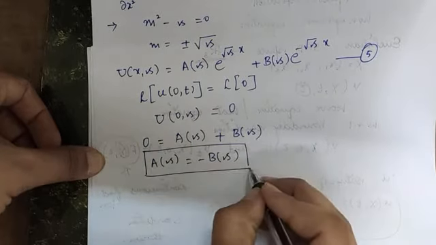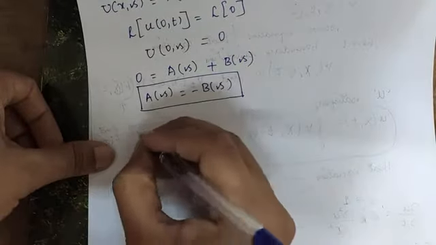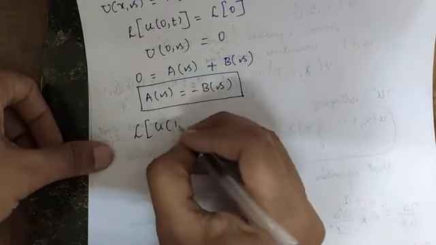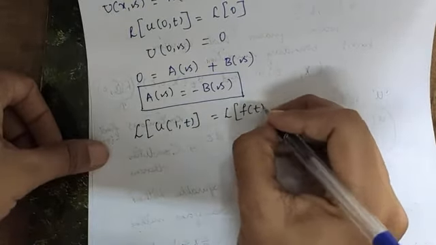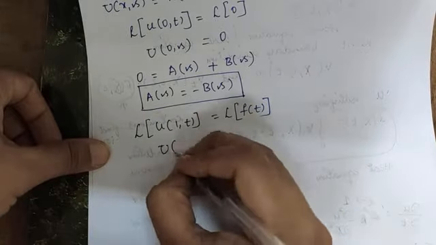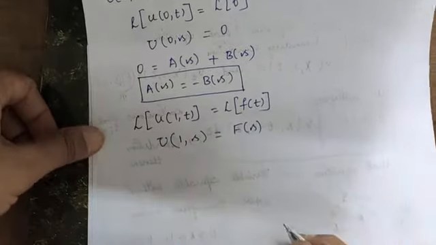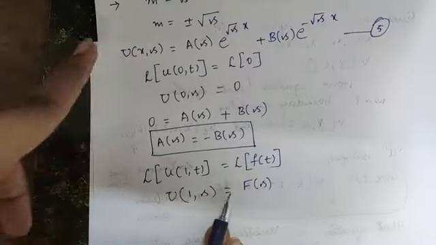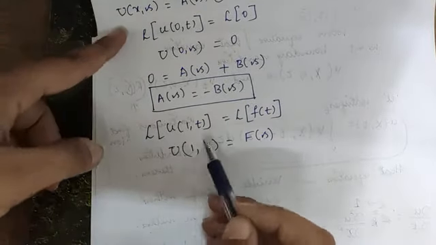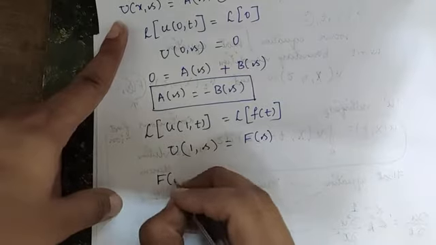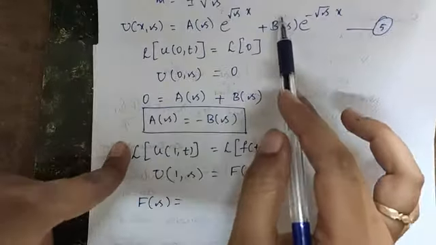Using another condition, I can find one more unknown. Another boundary condition is Laplace of u(1, t) equals Laplace of f(t). So I will get u(1, s) equals F(s). Now substitute this in your equation number 5. In the place of x you have to substitute 1, correct? So you will get F(s) is equal to, I will use this in equation number 5 now.